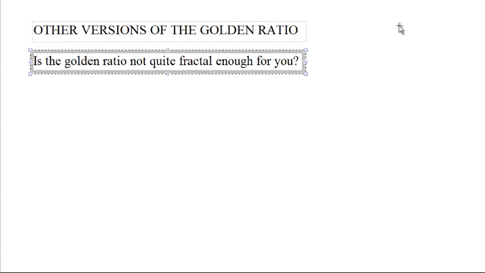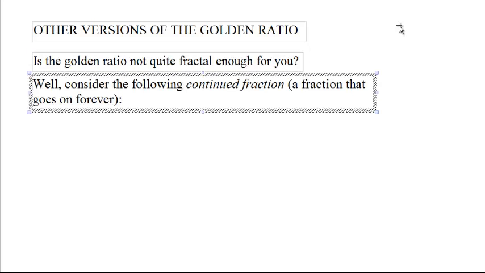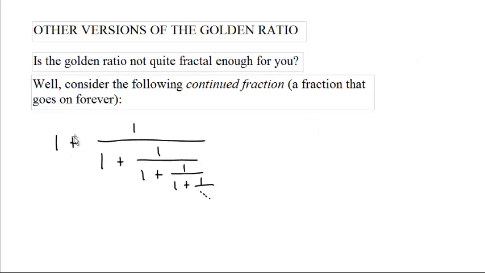Other versions of the golden ratio. Hey, is the golden ratio not quite fractal enough for you? Well, consider the following continued fraction, a fraction that goes on and on and on forever. We take 1 plus 1 over 1 plus 1 over 1 plus 1 over 1 plus 1 over. Do that for all eternity.